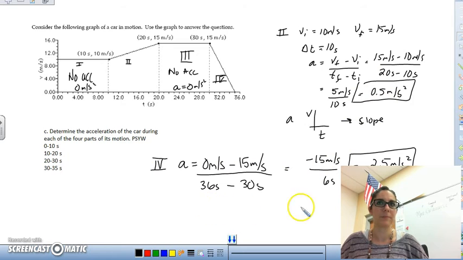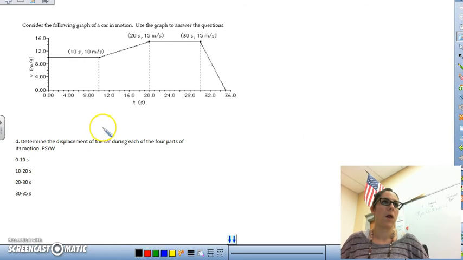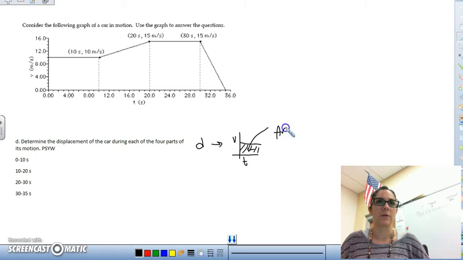Very good. All right. Well, let's move on to the last one. Okay, for this one, it wants to know the displacement. Anytime you want displacement from a velocity versus time graph, remember that's going to be the area under the curve, okay?